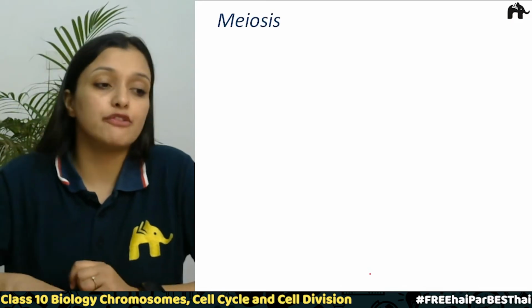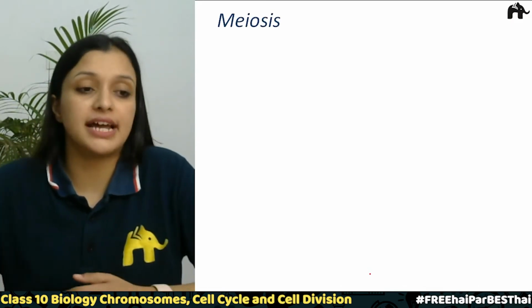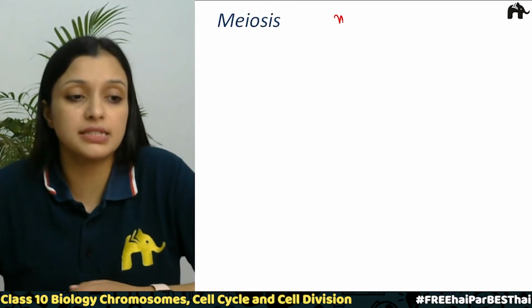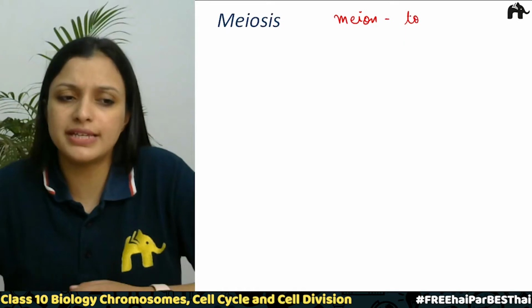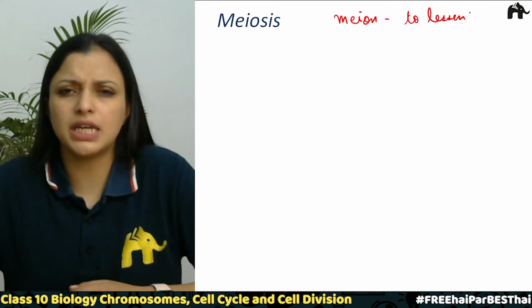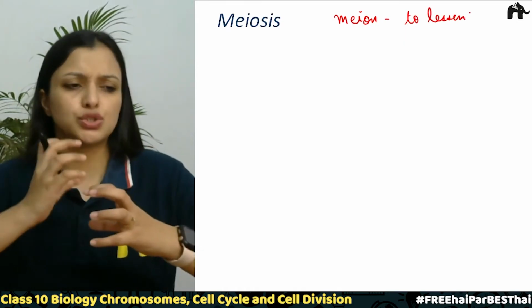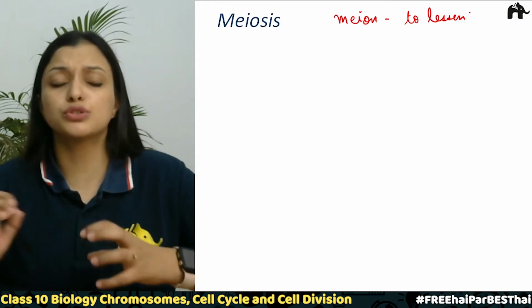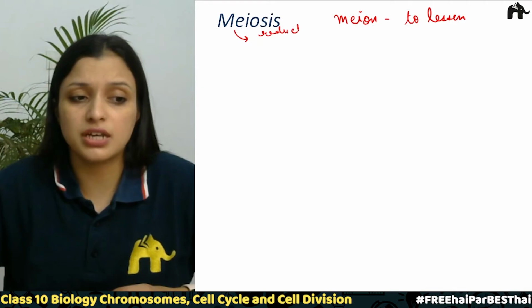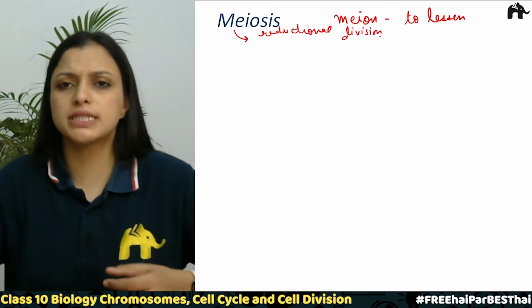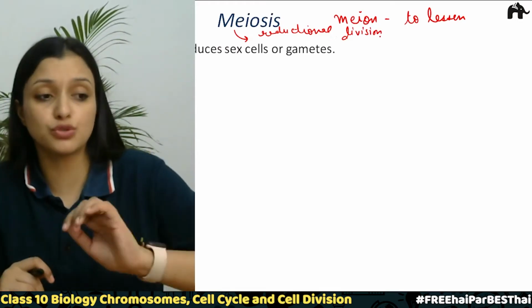If you try to understand this word, meiosis is taken from the word meion. Meion means to lessen. It is something that we are reducing, so a reduction in the number of chromosomes. That is why we call it reductional division, because there is a reduction in the number of chromosomes.